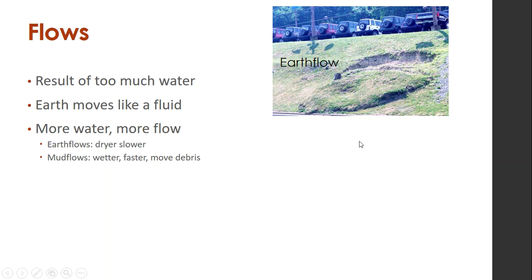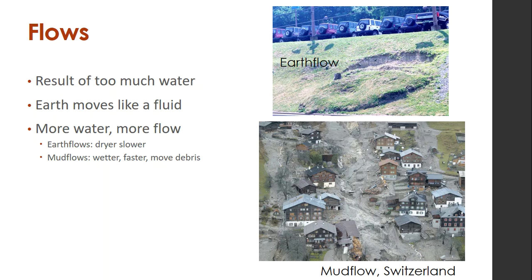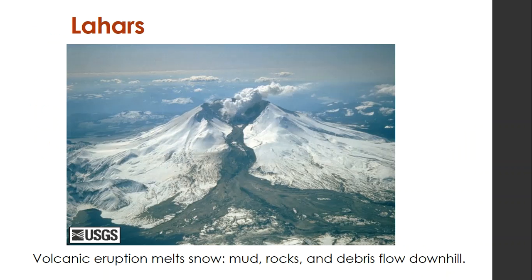And so here is an earth flow, right? This is a mass wasting event. It's pretty small, but there has been some water here, not a ton, and it's caused this hillside to just slide off and roll downhill, as opposed to a mud flow. This is one from Switzerland that was quite devastating. Tons of water. That earth is just moving like liquid downhill.